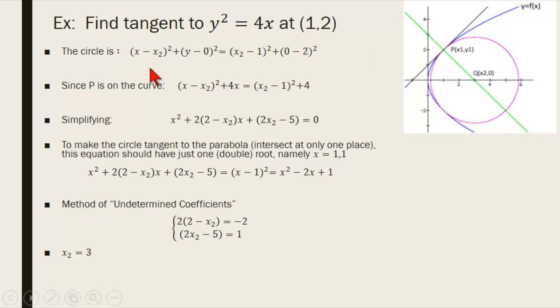First, let's get the equation of the pink circle in terms of its center. So the equation of a circle in general is x minus the x coordinate of the center, quantity squared, plus y minus the y coordinate of the center, quantity squared, equals the square of the radius. So somehow this expression on the right-hand side must be the radius, distance PQ.